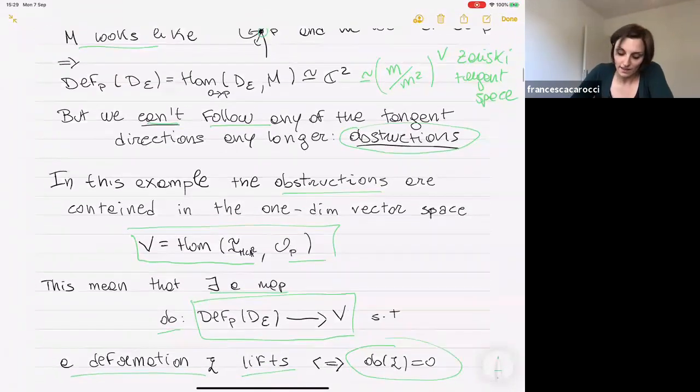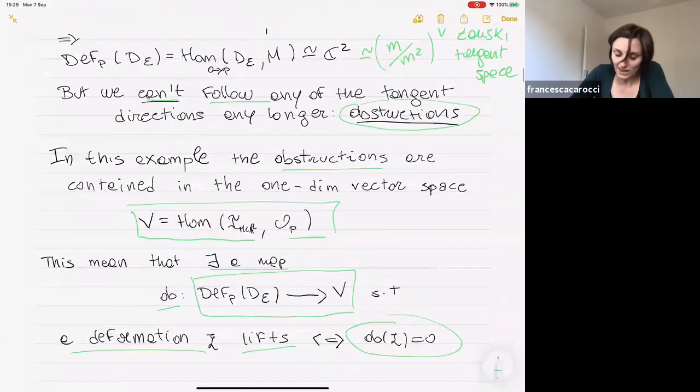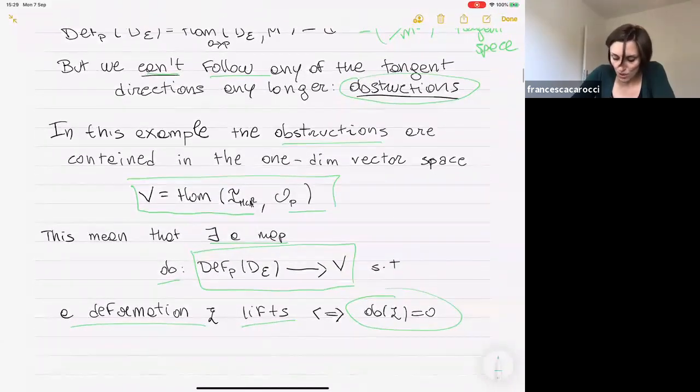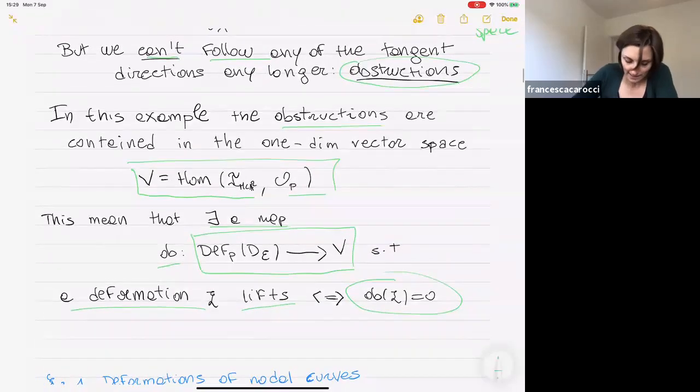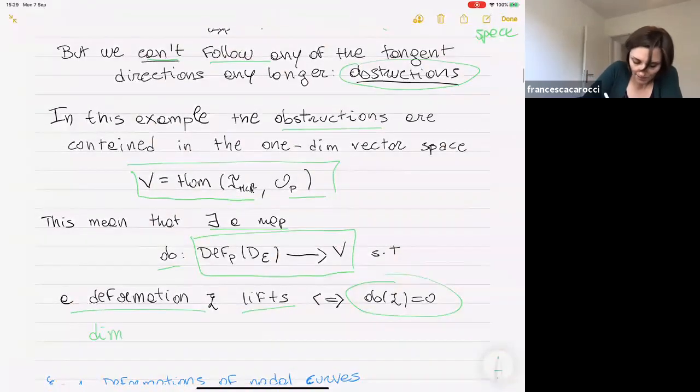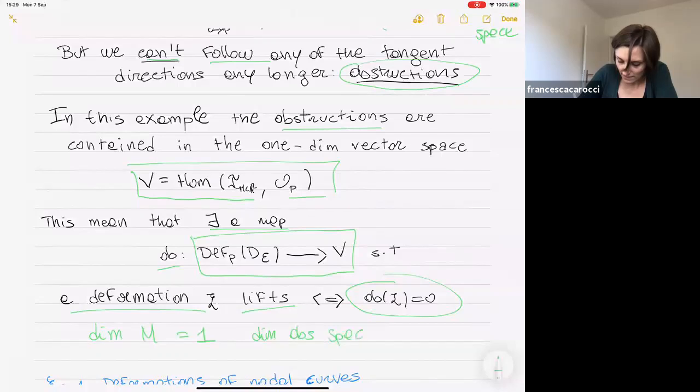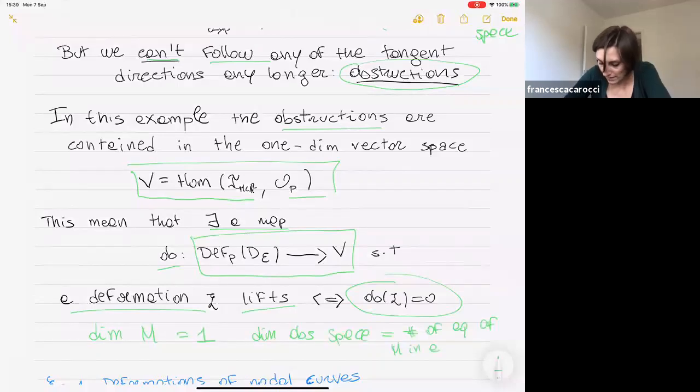And the fact that this is one-dimensional is what tells us that the dimension of M is equal to 1, because you should think that the dimension of the obstruction space is equal to the number of equations of M in a smooth ambient space.